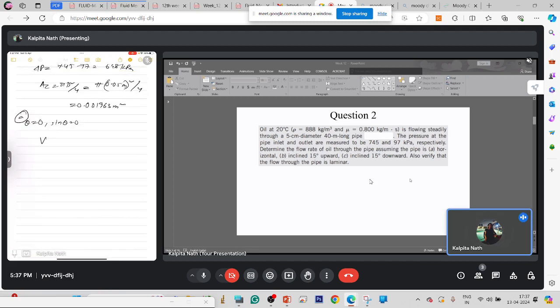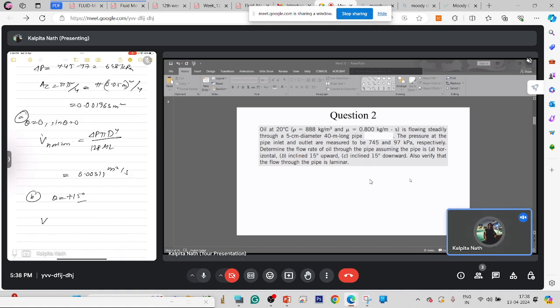So the volumetric flow rate for horizontal is equal to del p pi d to the power 4 over 128 mu L. If we put all the values, it will come out to be 0.00311 meter cube per second. For the second case, there is uphill flow with an inclination of 15 degree. That means theta is equal to plus 15 degree.